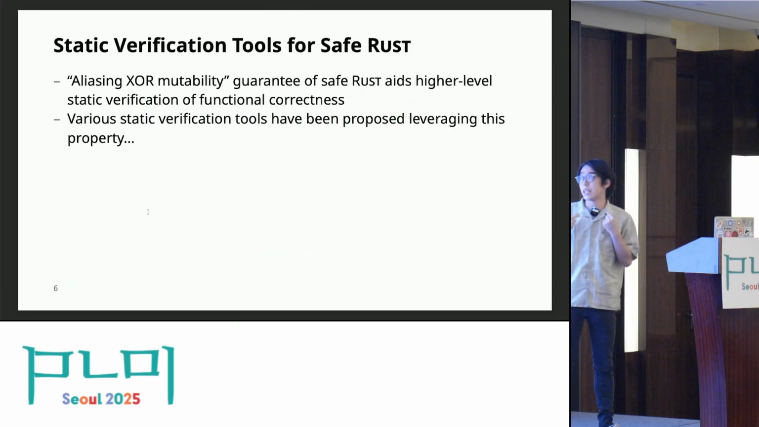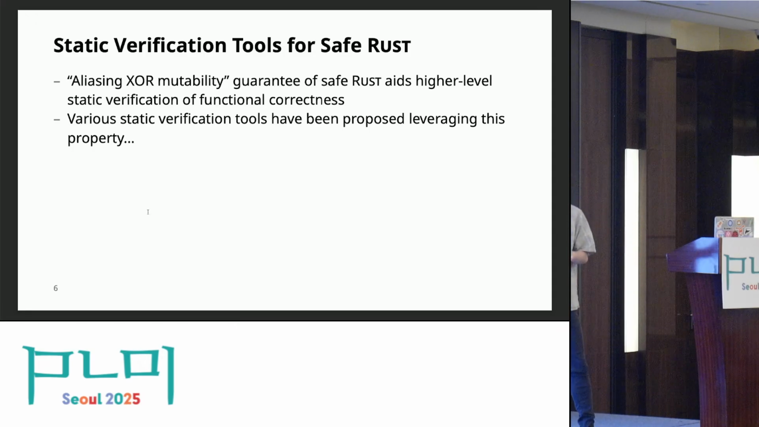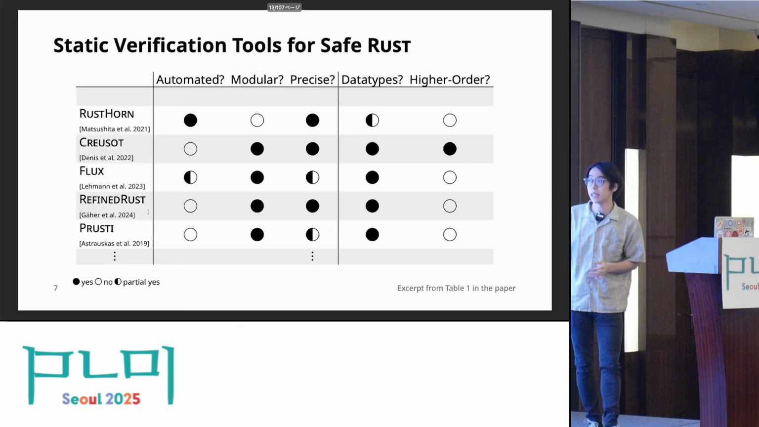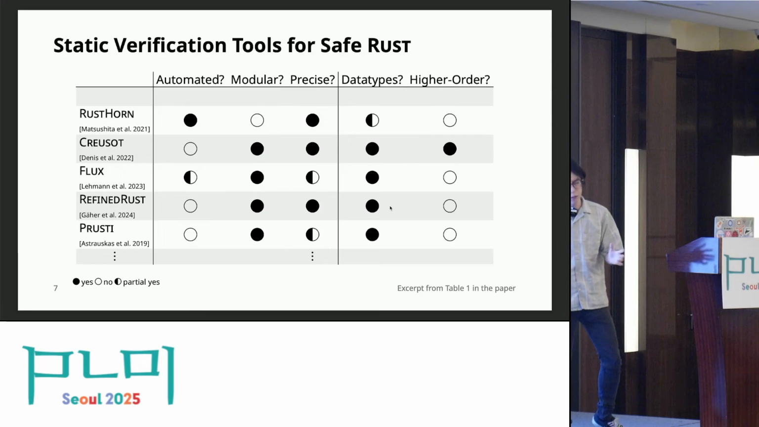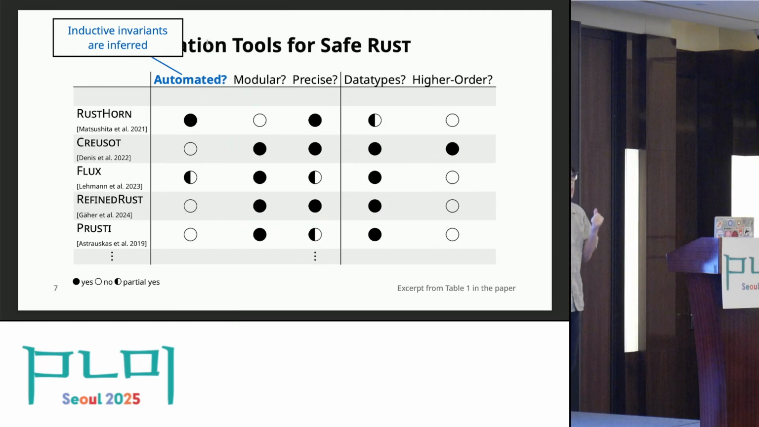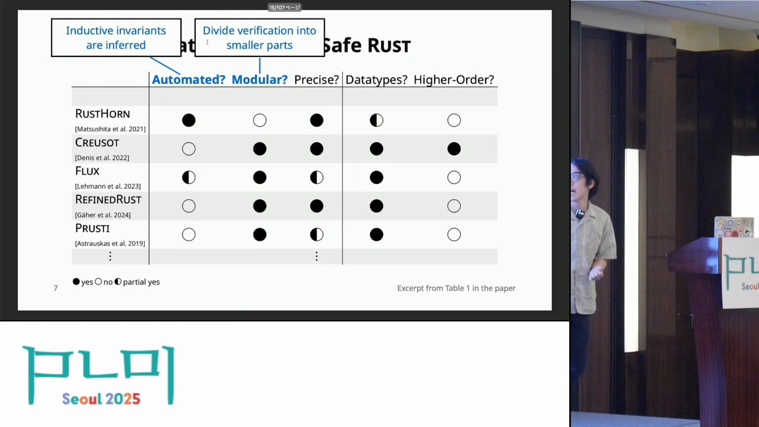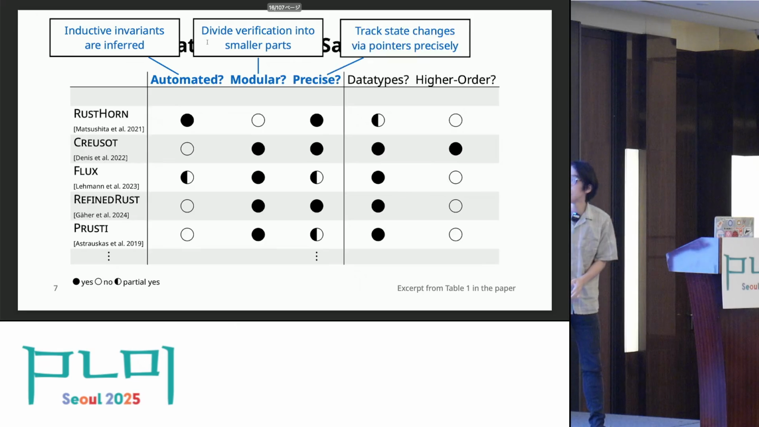This property helps higher-level static verification of functional correctness in Rust because it reduces the scope of pointer aliasing. And various static verification tools have been proposed leveraging this property. This table is a summarization of our evaluation of other tools. Automated means the tool can infer inductive invariants automatically. Modular means it can divide verification into smaller tractable parts. And precise means it can track state changes via pointers precisely.